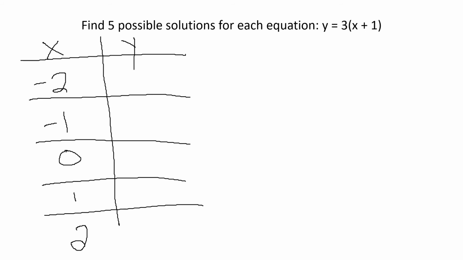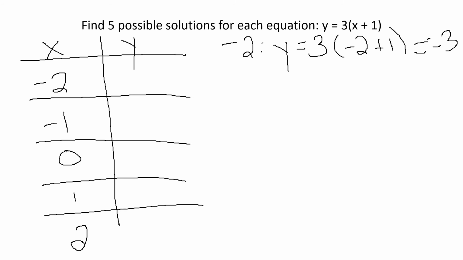All right, I've already drawn my T-chart over here. It's a little bit big. Okay, we need to find 5 possible solutions. So we've picked 5 values, and then I'm going to plug them in. And guys, if you have your calculator, you literally can just type this in, which is what I'm going to do for time purposes and for space purposes. So 3 times -2 plus 1, I get -3. So when I plug -2 in for x and I solve it, I end up with -3.